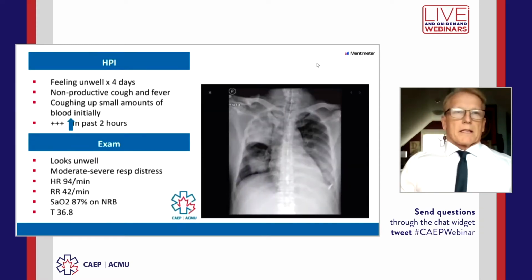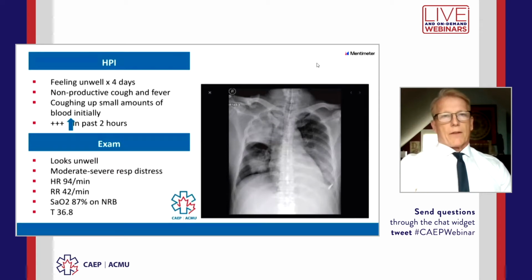The HPI is that he's been feeling unwell for 4 days. He's had a non-productive cough and subjective fever, although it hasn't been measured. He has been coughing up small amounts of blood initially, sort of on the Kleenex when he coughs, but this has increased significantly in the last couple of hours, and that's what brought them into hospital.